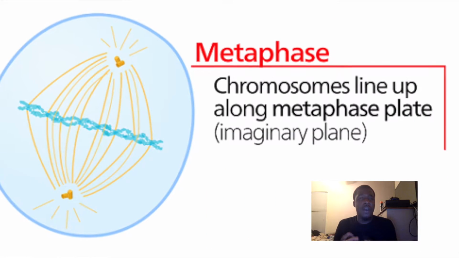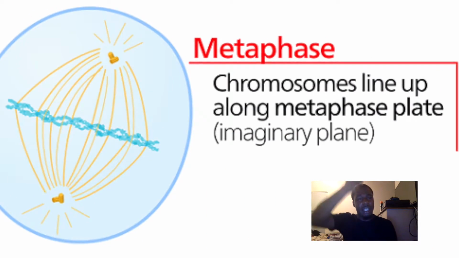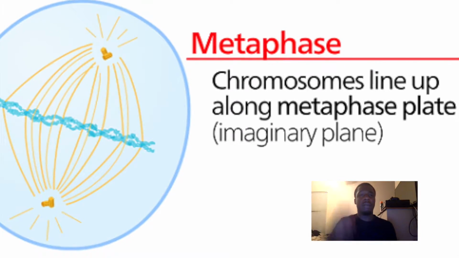In metaphase, all the cell's chromosomes align themselves in the middle of the cell in a type of tug of war, as if they're pulling against each other. This is getting ready for the next stage, anaphase.